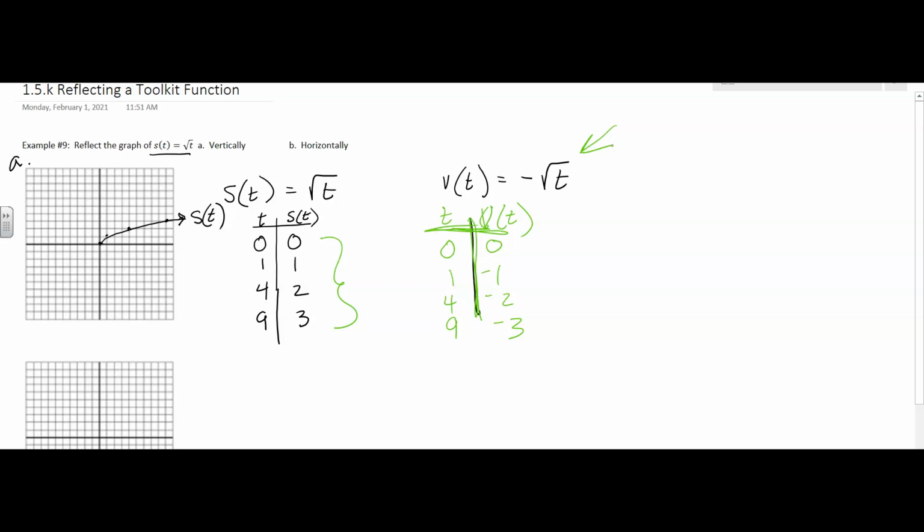Now when you graph those ordered pairs, you're going to have 0, 0, 1, -1, 4, -2, and 9, -3. And so it's coming down here like that. That would be the v of t. Okay? All right, then part B says they want us to reflect it horizontally.